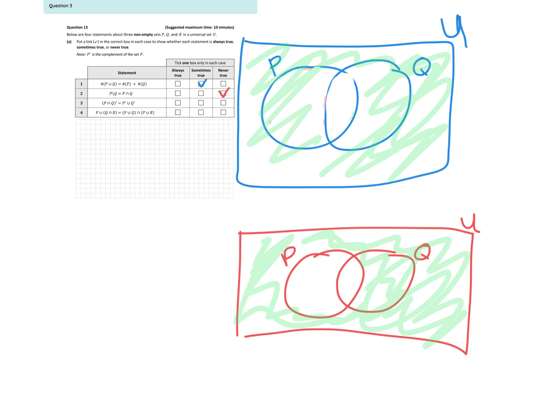Q complement is going to be everything apart from Q. So the question is, does this look the same as this? And the answer is yes. I just used 2 colors for this one. That's the only way it looks different. So this is exactly the same as this. So that's always true.